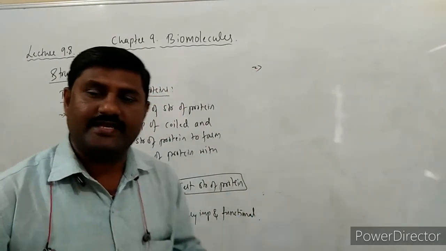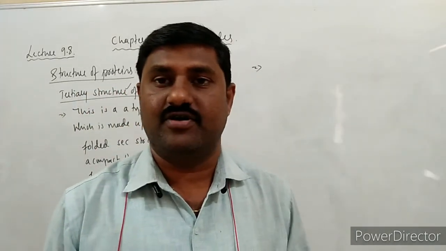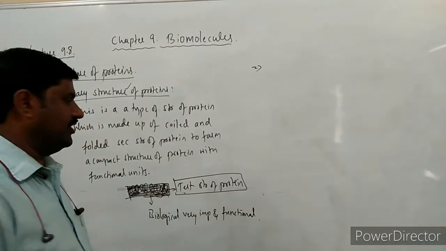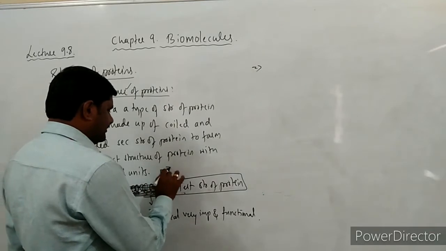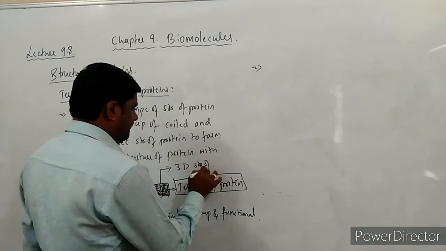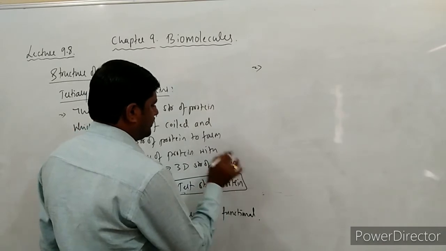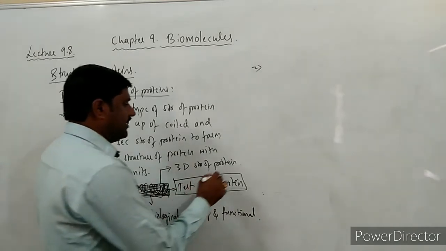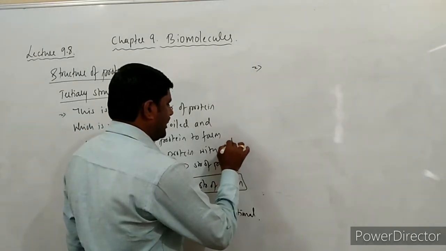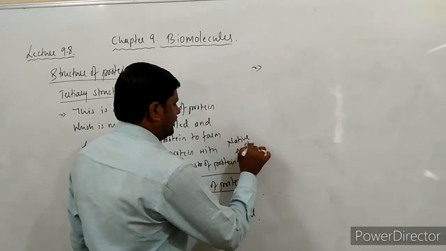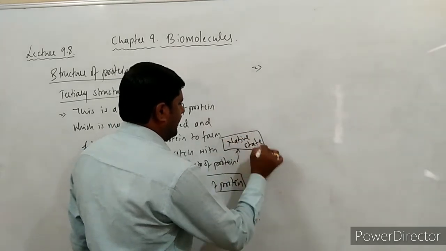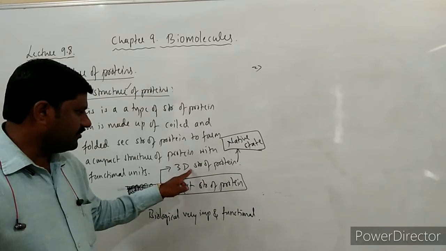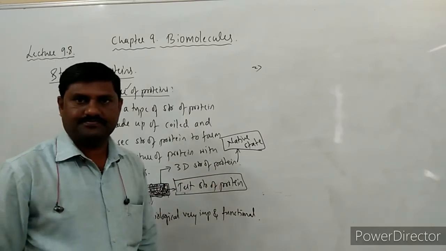And here, a number of bonds are involved in the formation of this 3D structure, the three-dimensional structure of the protein molecule. This three-dimensional structure of protein itself is called the native state. So native state is nothing but the three-dimensional structure of protein itself.